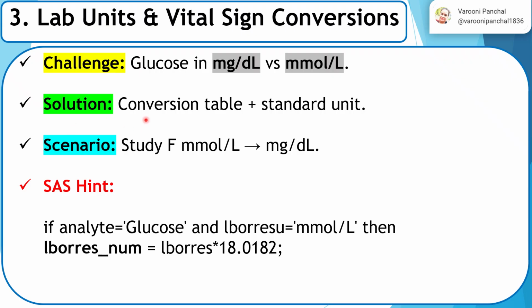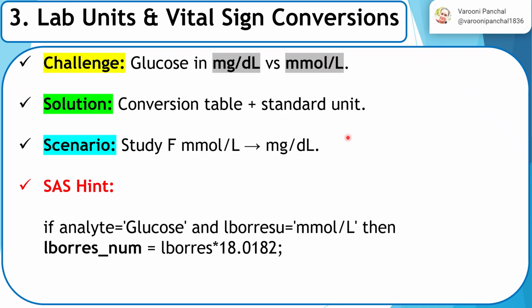So the solution here is to bring the conversion table. Whenever you're working with the lab units and the vital sign conversions, ensure that you have the conversion table in hand, and you should also know what the standard unit is. For example, if I want to convert mg per dL to millimole per liter, you should know what the conversion factor is. That conversion factor will come from the table.